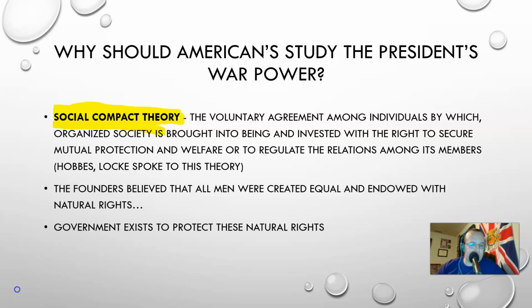So the founders believed that all men were created equal and endowed with natural rights. These natural rights are things like the right to your life, the right to property and maintaining the property that you own, and the natural right to speak freely or not to speak. Negative rights are also natural rights. And they thought that the government should exist, and does exist, only to protect these natural rights.